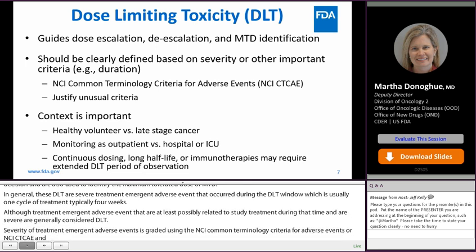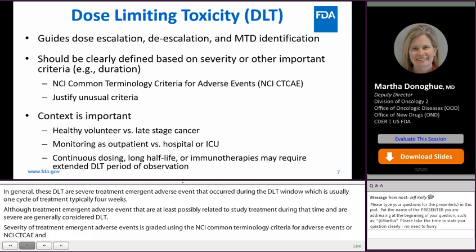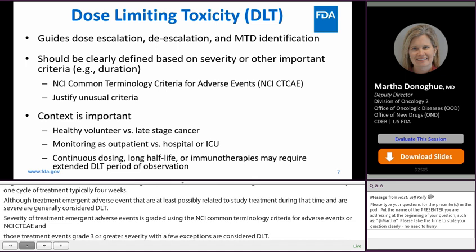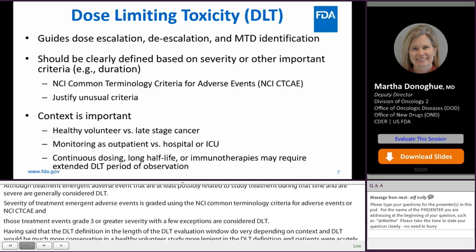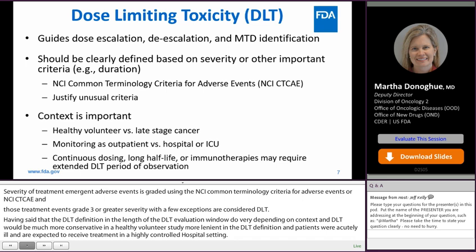Having said that, the DLT definitions and the length of the DLT evaluation window do vary depending on context. For example, DLT would be defined much more conservatively in a healthy volunteer study, and we may be a little more lenient in the DLT definition in patients who are acutely ill and are expected to receive treatment in a highly controlled hospital setting. For drugs with long half-lives, an extended period of observation beyond one cycle may be needed.